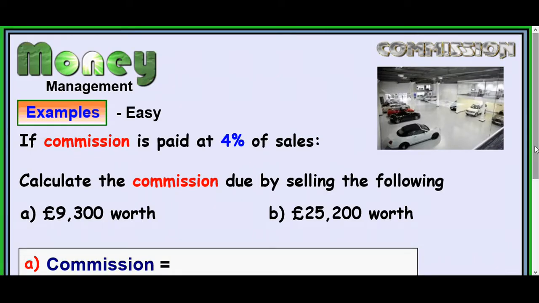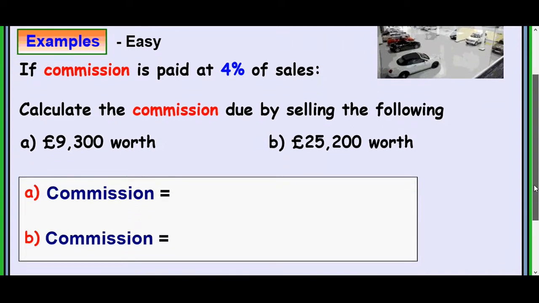So this is all about knowing your percentages. So I'm going to take you through 3 examples from easy to hard. So let's have a look at this first one. So if commission is paid at 4% of what you're selling, that's important. It's not 4% of your salary, it's 4% of what you're selling. Calculate the commission due by selling the following.